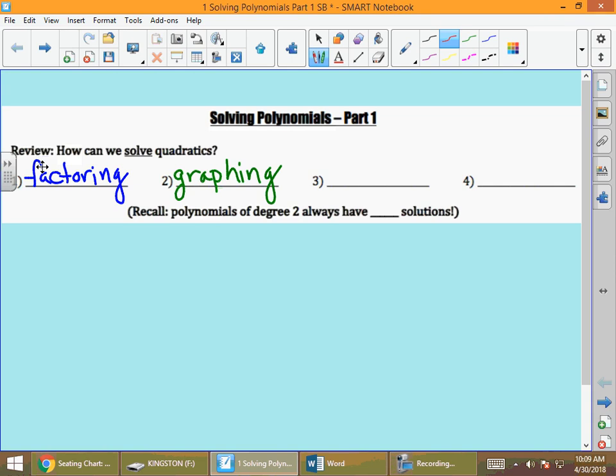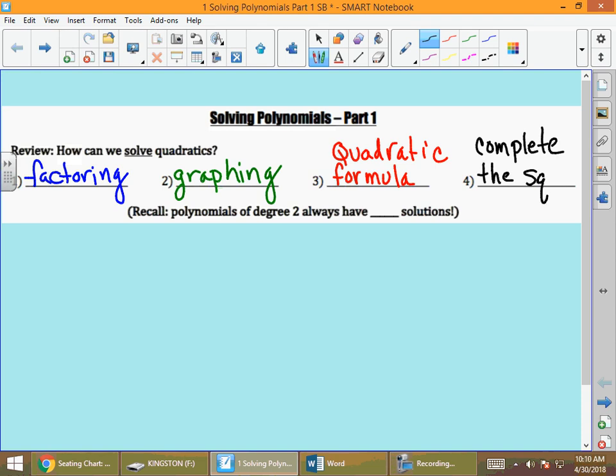Then we did the quadratic formula. And finally, in solving quadratics, we completed the square. As you're still writing those down, the quadratic is a polynomial of degree 2.